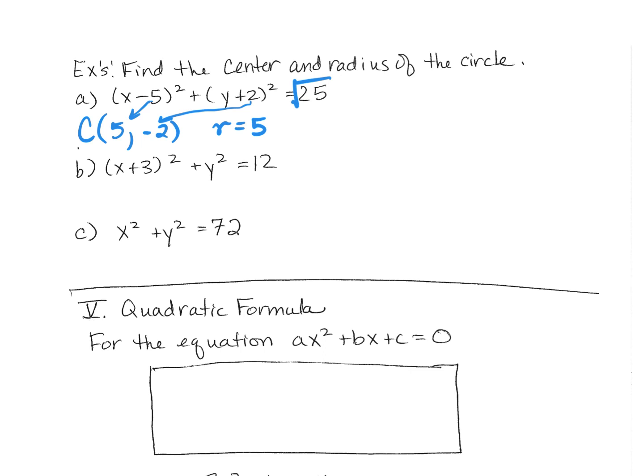So, can you find the center for B? What is the h? 3 or negative 3? Good. And what's the k? 0. Now, r is what? Square root of 12, which can be reduced. What can the square root of 12 be reduced to?